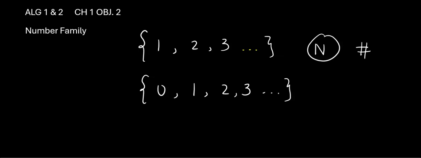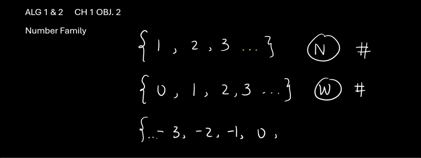Did you say or did you think it is a whole number family? Very good. Whole number family. Now we start to take care of all the negative numbers. So therefore we say we have negative 3, negative 2, negative 1, and 0, 1, 2, 3, keep going on.